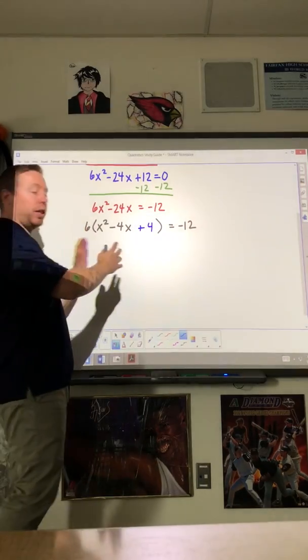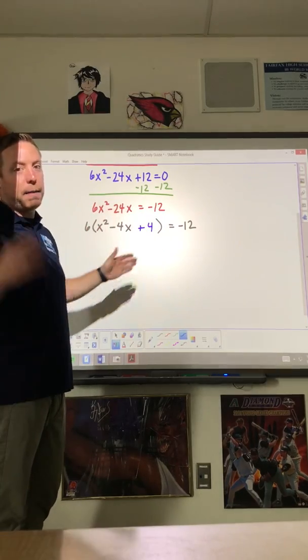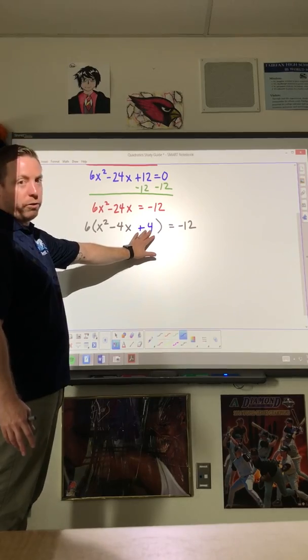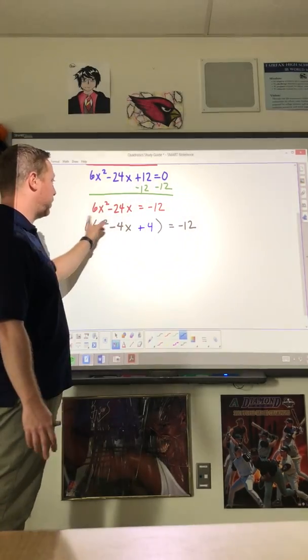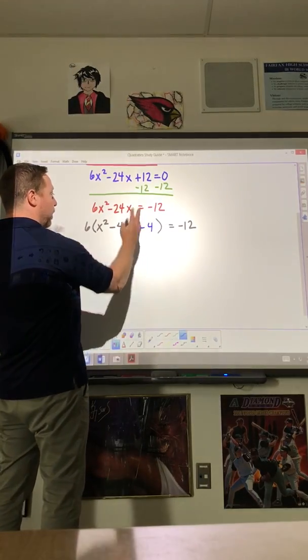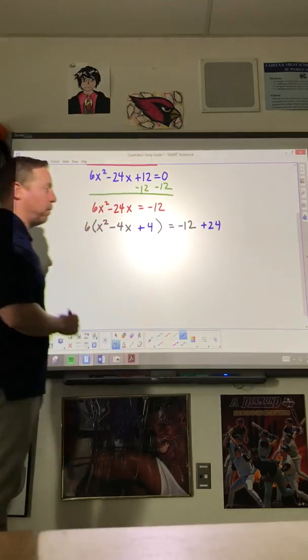Okay, what I did is I just changed the problem. I put in a c that I liked, but I'm not allowed to just change the problem unless I do it on both sides of the equal sign. So I didn't really add 4 over here. It looks like I did, but because of distributive property, I actually added 24, 6 times 4. So if I add 24 on the left side, I also have to add 24 on the right side.